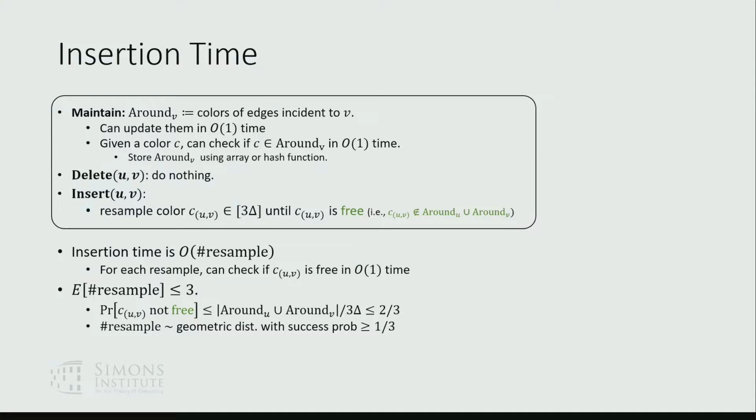So the number of resamplings is a random variable that follows a geometric distribution with success rate at least 1/3. I'm going to finish soon, but yeah.